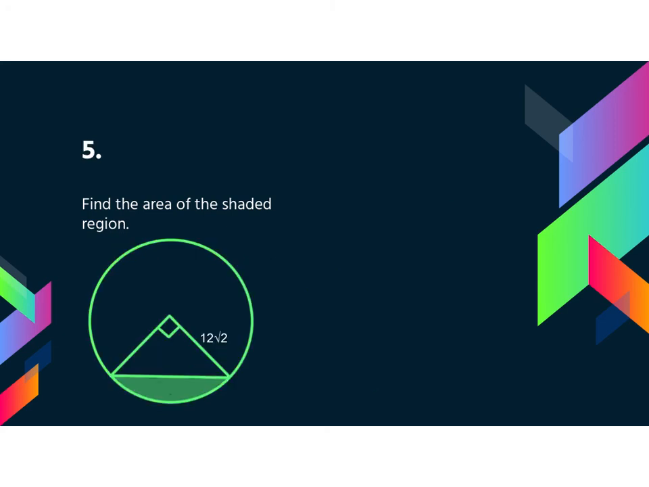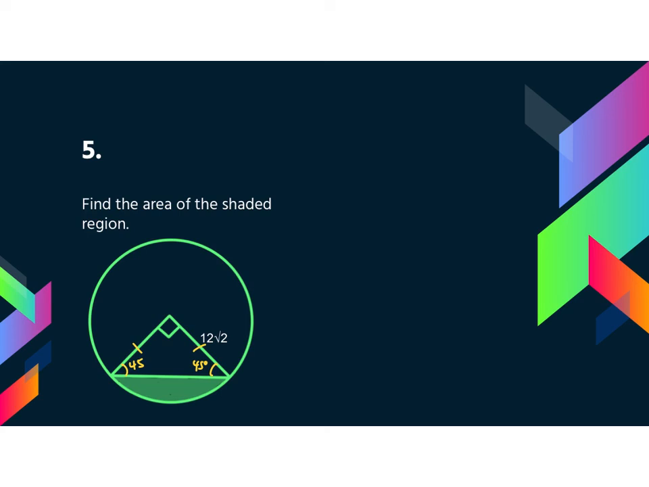In example number 5, we're going to again find the area of the shaded region. Here I can see that I have a 45, 45, 90, and that is because this leg is congruent to this leg because they're both radii, which means that this is a 45, 45, 90, because those are congruent. So I have an isosceles right triangle.